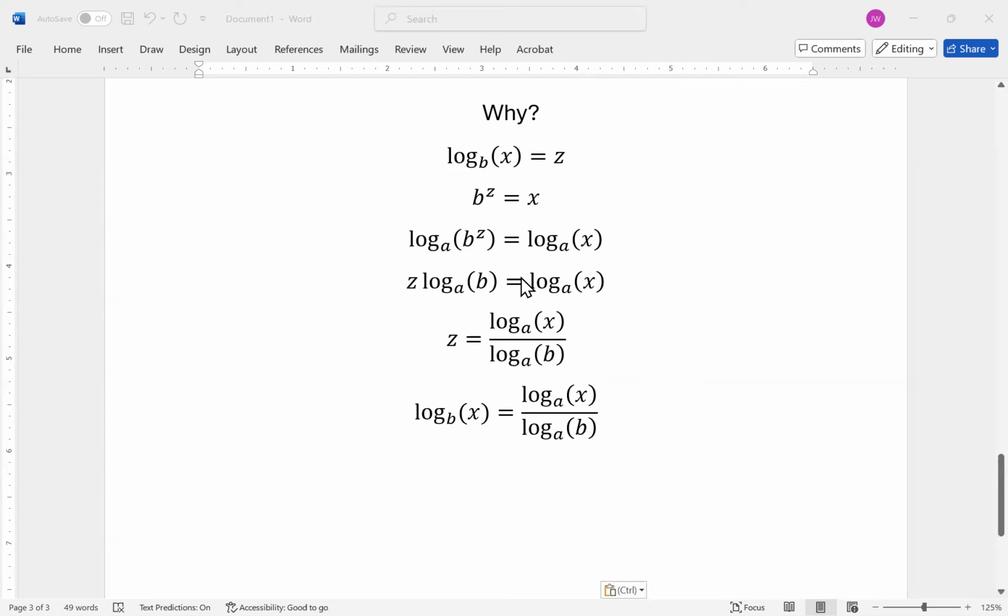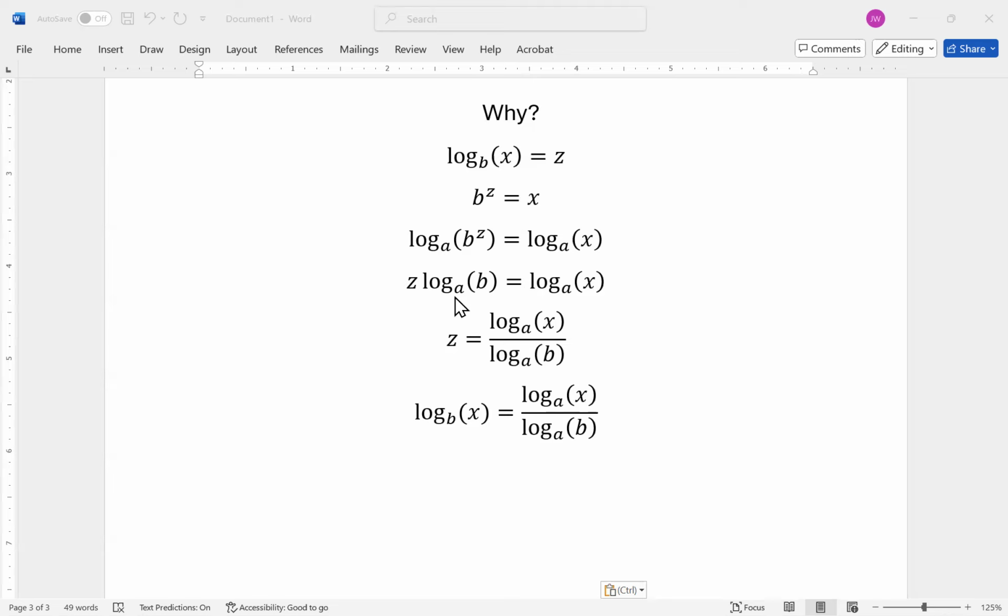At this point, we can apply log base a to both sides of this equation. If I take log base a of the left side, I get log base a of b to the z. And on the right side, I'd get log base a of x. On the left-hand side, this exponent of z can be pulled out front utilizing the power rule of logarithms. So the z can be brought out front, and I get z multiplied times log base a of b is equal to log base a of x.